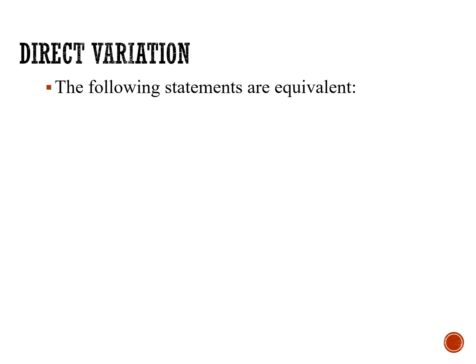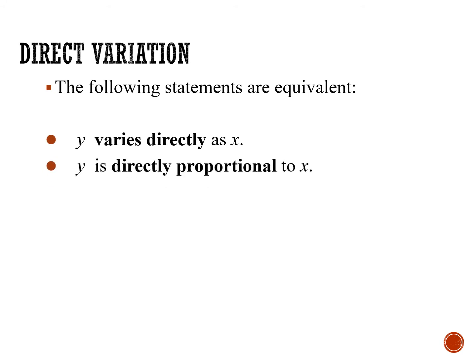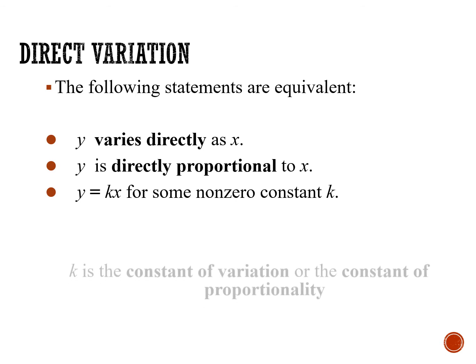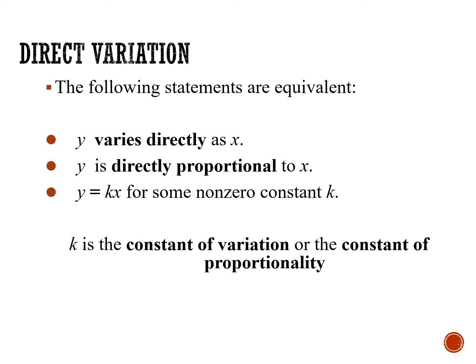What is direct variation? The following statements are equivalent. Y varies directly as X. Y is directly proportional to X. What is the translation of these two? Y is equal to kx for some non-zero constant k. And what is k? k is the constant of variation or the constant of proportionality.